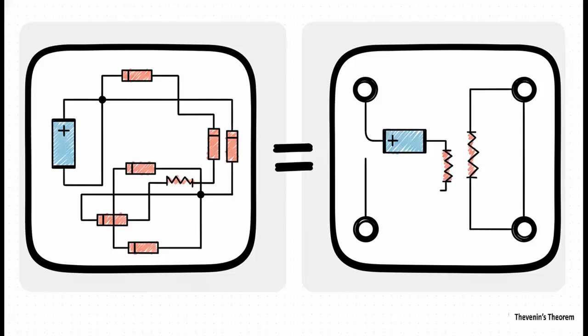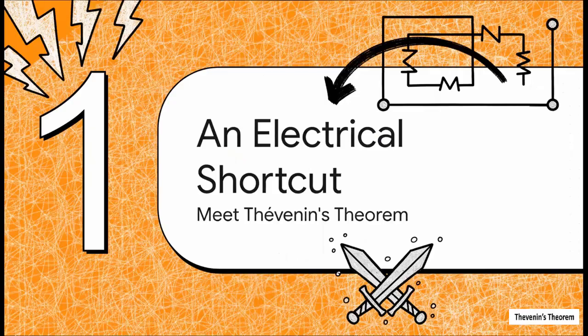Just look at this. On the left, that's our big, complicated problem. And on the right, that's what it can become. And get this, from the perspective of any component you plug into those two terminals, what we call the load, these two circuits behave exactly the same. So what is this electrical magic? Well, that magic has a name, Thevenin's theorem.